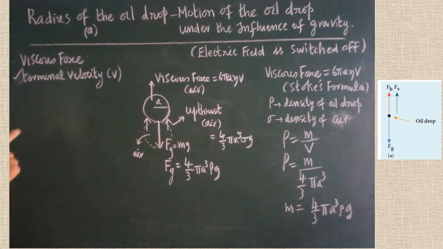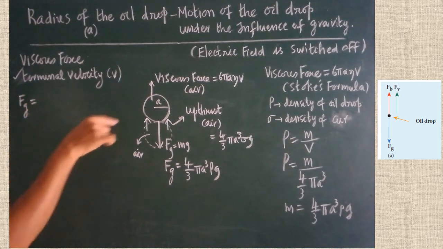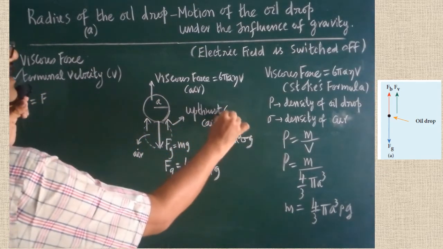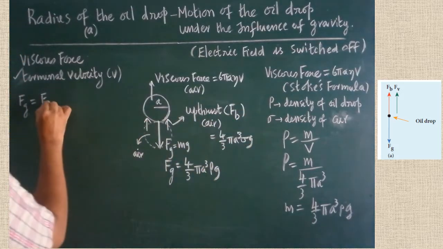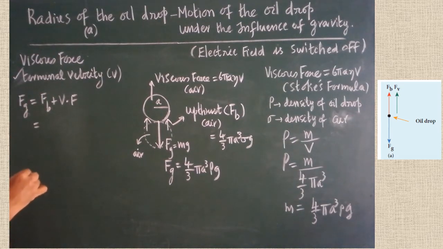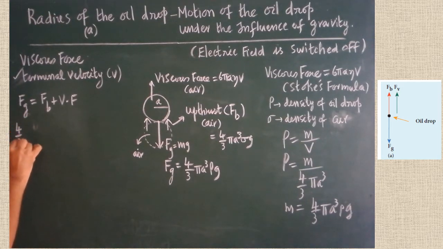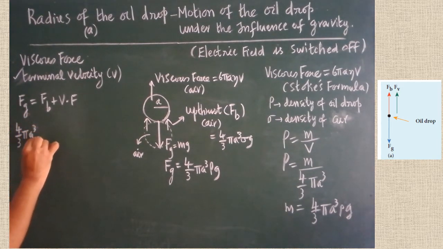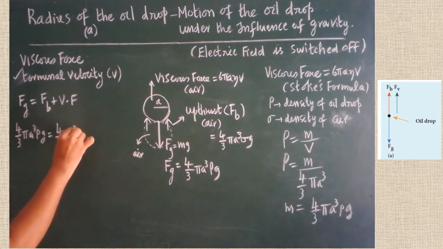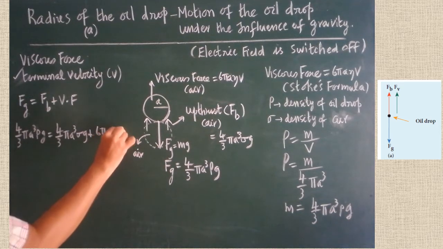So we will summarize all the forces one by one. Fg, what is Fg? Gravitational force. This is a downward force. Two more upward forces are acting. One is called, what is this? Fb. This upthrust can be called the buoyant force. Therefore it can be called Fb. And one more force is called viscous force. Now I will write the expression. Here Fg can be written as 4/3 pi a cube rho g is equal to 4/3 pi a cube sigma g plus 6 pi a eta v.